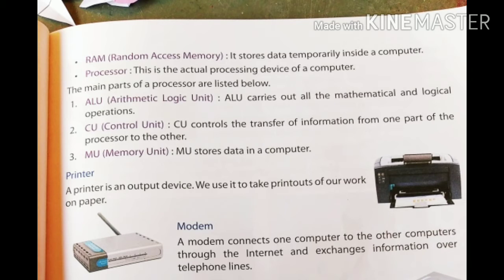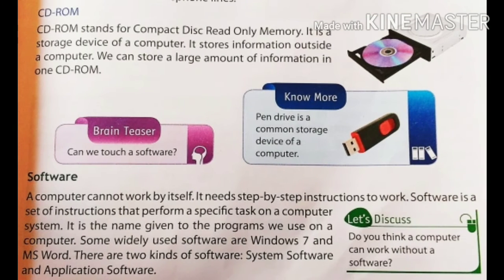Children, listen. What is meant by a printer? Yes, a printer is an output device. Very good. Next one, modem. A modem connects one computer to other computers through the internet and exchanges information over telephone lines. Next one, CD-ROM. CD-ROM stands for compact disk read-only memory. It is a storage device of a computer. It stores information outside of a computer. We can store a large amount of information in one CD-ROM.